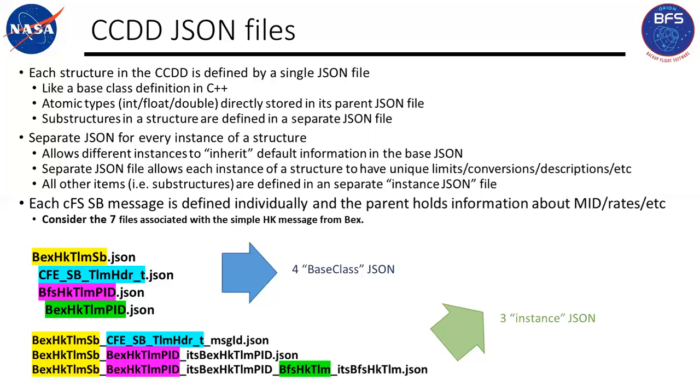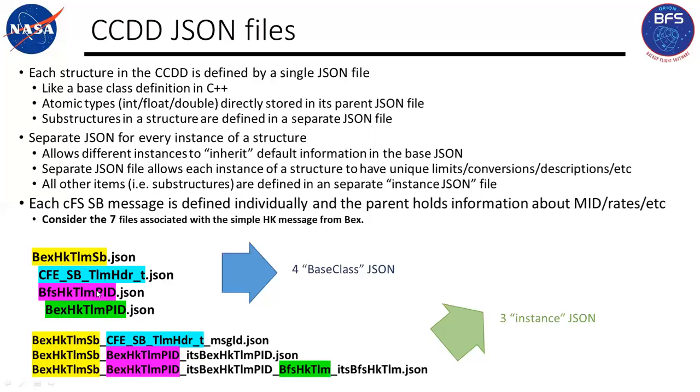So each CFS software bus message is defined individually. Again, the parent has the information about the message ID, the rates, et cetera. In the example below, we have our BEX HK telem SB message, and that has two direct children, the cyan telemetry header and the purple one, the telem PID. Those two structures are all that's inside that BEX structure. And the purple, or magenta, one actually has one substructure inside it, so it sort of has a grandchild of BEX. It has a child that inherits another child.